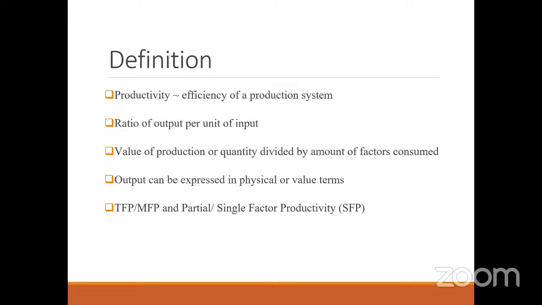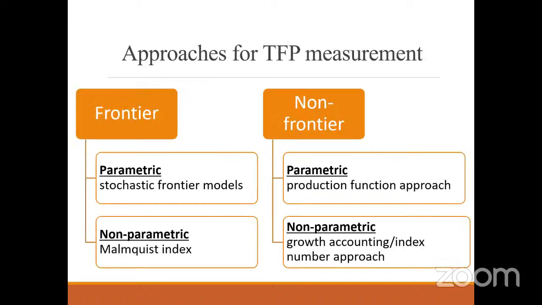And in the long run, TFP is a major driver of agriculture growth, which can be affected both by policies and investment. There are two terms: TFP or multi-factor productivity, and partial factor productivity or single factor productivity. As the name says, TFP means we are covering all the major inputs which can affect the output. In partial or single factor productivity, only one or a few inputs are considered, like land productivity or labor productivity.